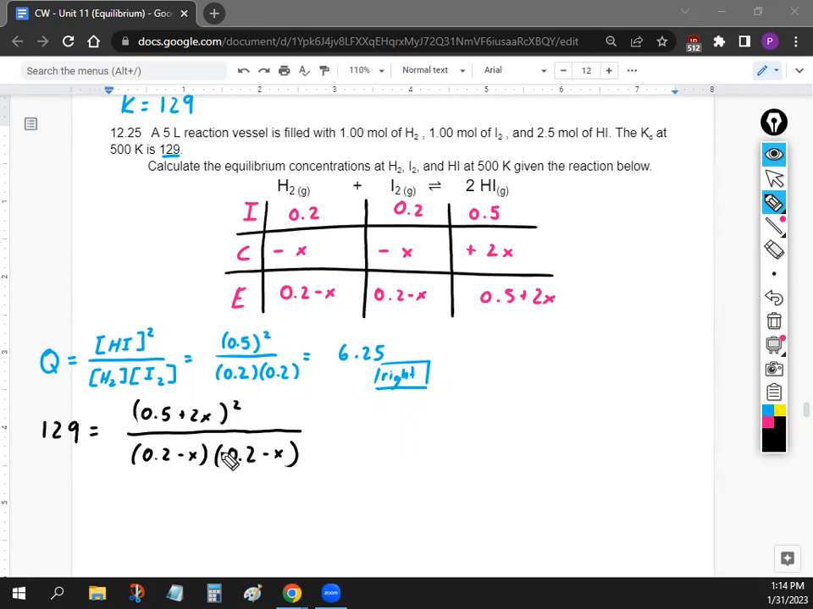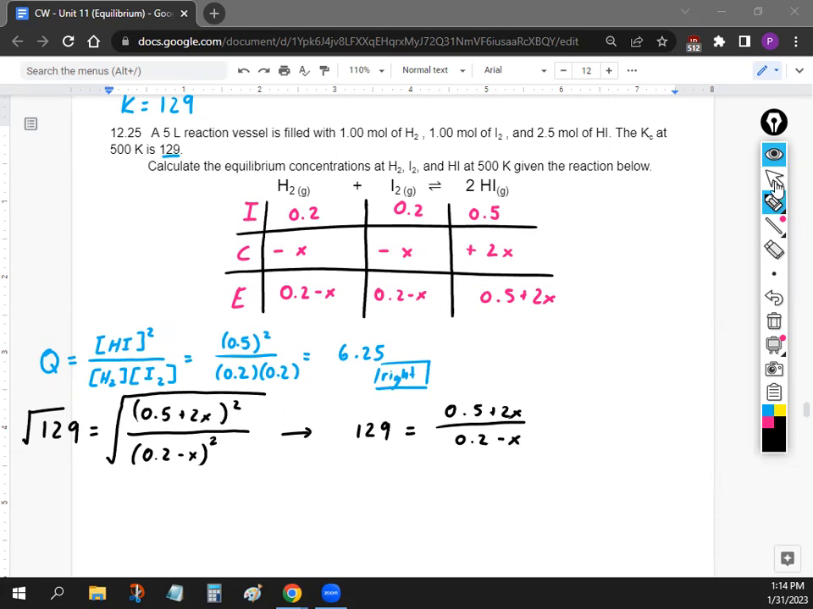Yeah, so good observation, Bailey. If you guys notice, on the bottom, we got the same two things, right? So all we got to do is square it. And that kind of helps us see an easy way to solve this problem, right? We don't need to use a quadratic. We don't even need to use the 5% rule. All we want to do is find the square root of both sides. Okay, and then that'll give you 129 is equal to 0.5 plus 2x divided by 0.2 minus x. And then from there, it's an easy peasy algebra problem.